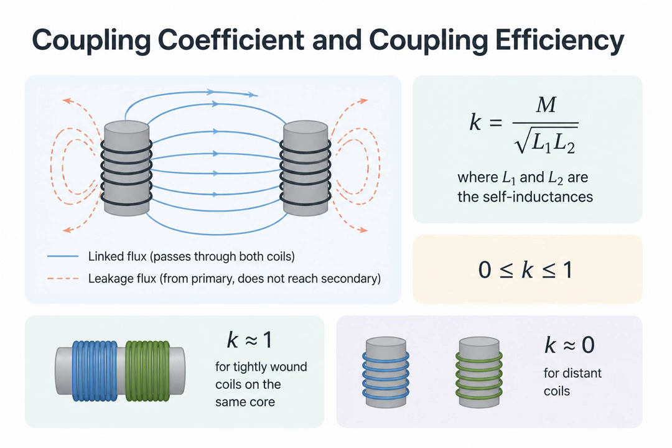A value of K equals 1 means perfect coupling. All the flux from one coil links the other, which happens when coils are tightly wound on the same iron core. A value near 0 means poor coupling, as when coils are far apart or poorly aligned. Real transformers typically achieve coupling coefficients between 0.95 and 0.99, which is why they're so efficient.